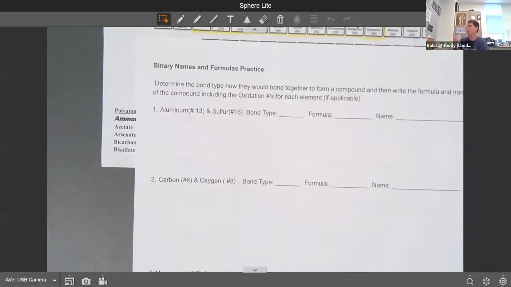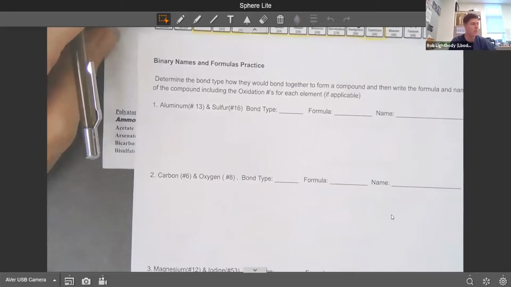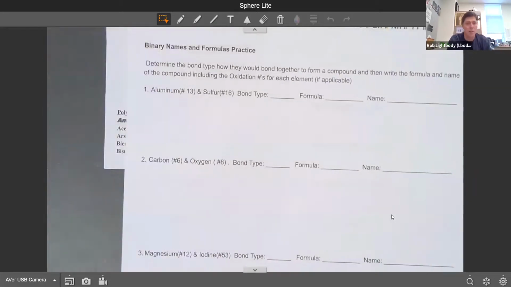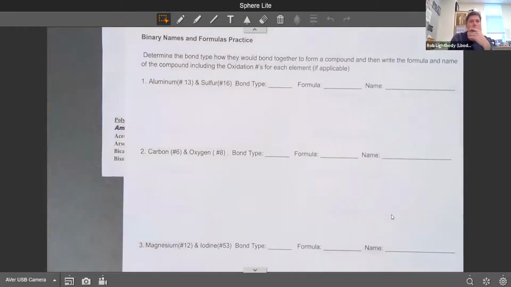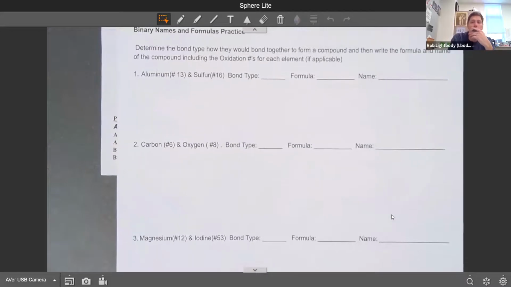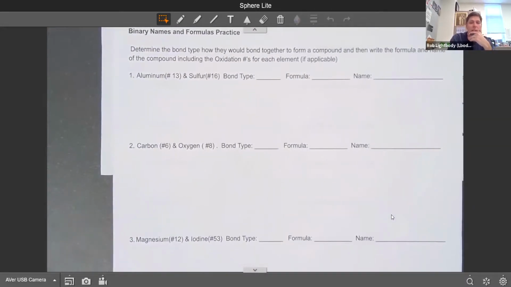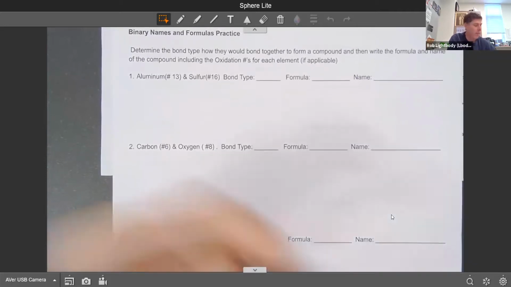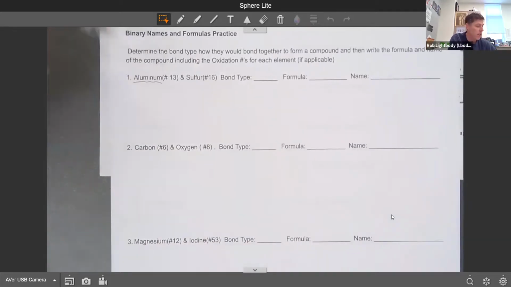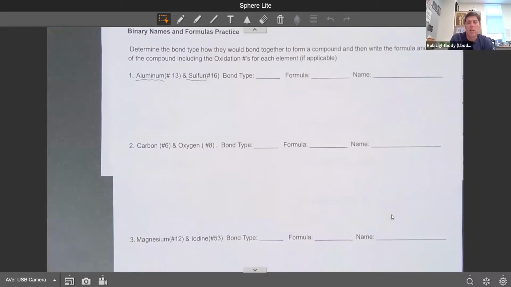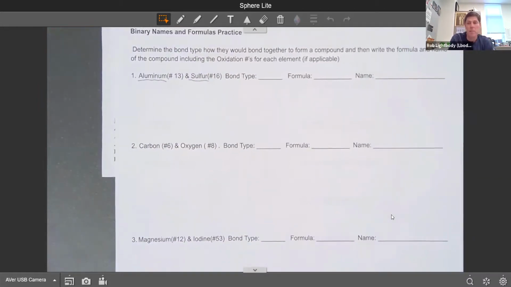Okay, so we are on December 7th going over names and formulas for binary and polyatomic compounds. I'm not sure what you guys remember, but hopefully you've got enough that if I gave you the elements aluminum and sulfur, you could come up with a stable compound.